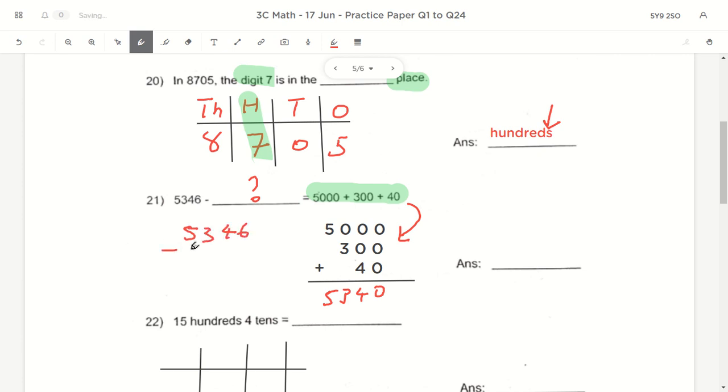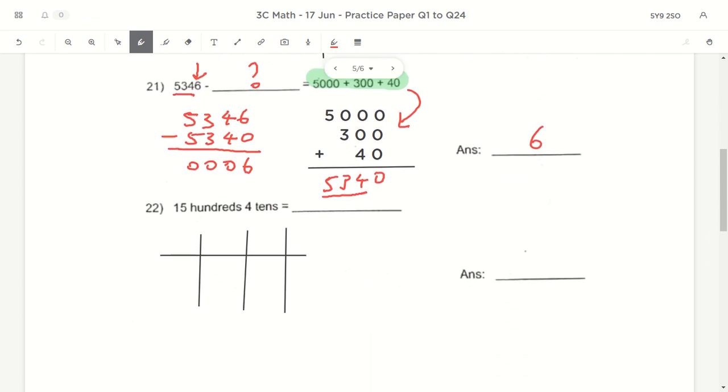5,346 minus 5,340. So this is 6. So the answer is 6. Of course, you don't even have to do this, because you can see this part, 5,340 and 5,340. So all you need to do is to minus away the 6 to give you this answer.